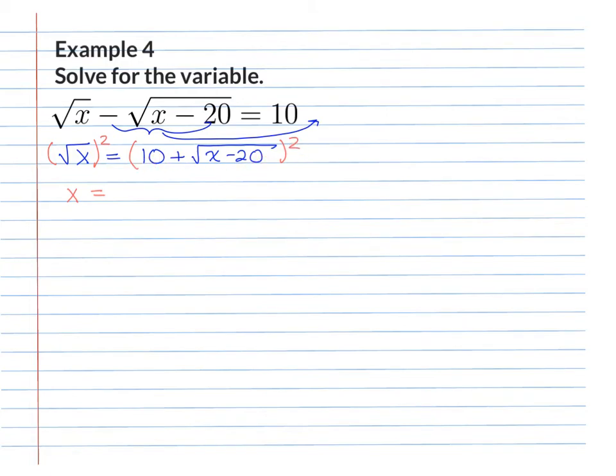So I'm going to multiply this together. I'm going to have 10 plus the square root of x minus 20 times 10 plus the square root of x minus 20. I'm going to have x is equal to 10 times 10 is 100. 10 times that is 10 times x minus 20, and then we have another one. That would be 20 times x minus 20. And then square root of x minus 20 times the square root of x minus 20. That just gives us positive x minus 20.